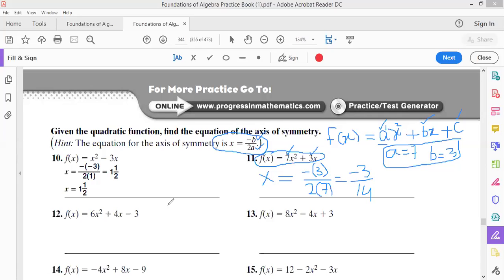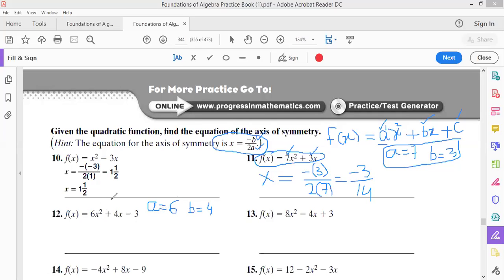So here, first of all, you must know the value of a and b. What is a in question 12? Beside x squared, the number. 6, very good, that is 6. And what is the value of b? 4. And c is what? Negative 3. We will not use this one.